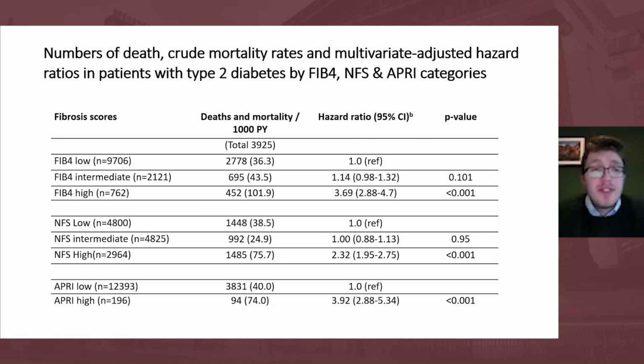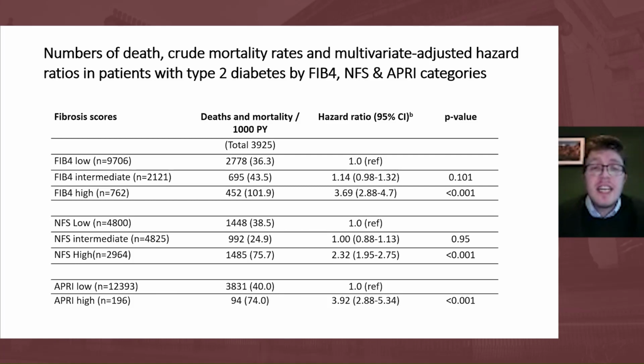Here is the main page of results. On the left-hand side, we can see the risk scores, the FIB4, the NFS, and the APRI scores, and their distributions. And in the two middle columns, we can see the number of patients that died through follow-up, and then the hazard ratios, comparing the patients classified as high risk to those classified as low risk.